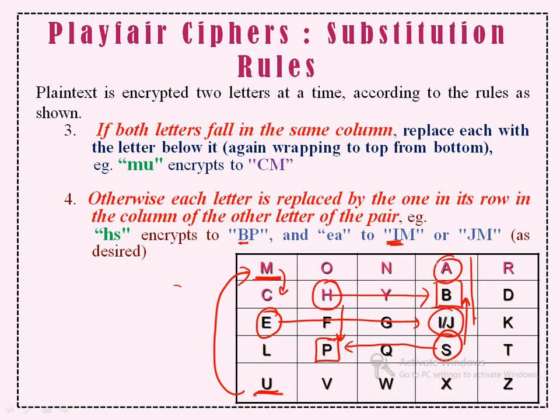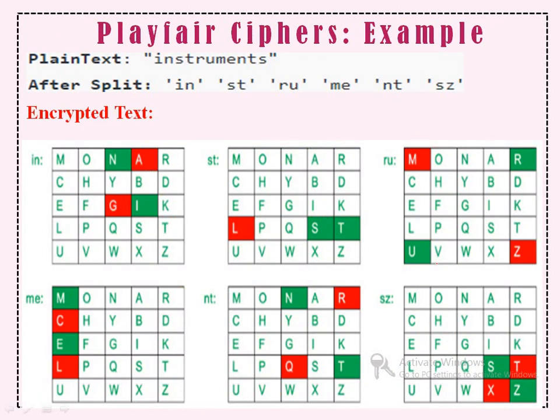Clear with the idea? Four rules are there. If that is the case, can you solve this for me? You have the plain text. This is where we end our discussion. The plain text is instruments.